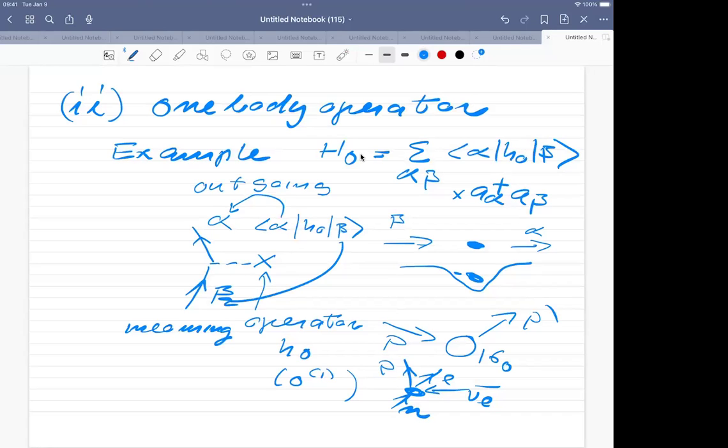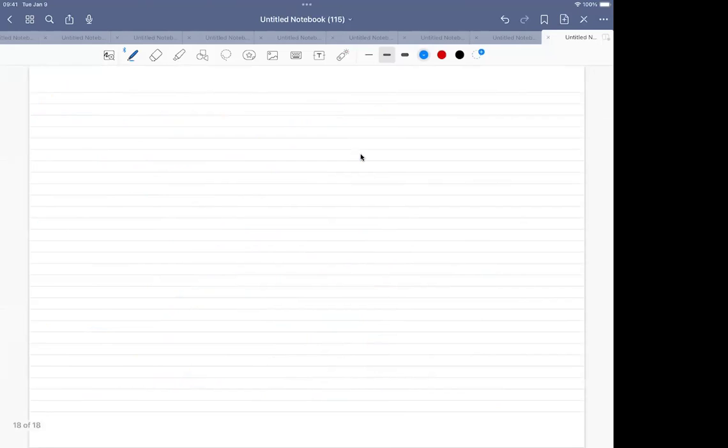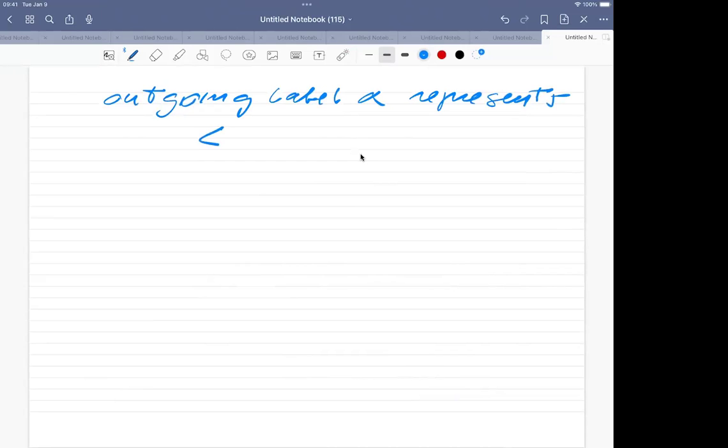To be a little bit clearer, some people leave out the arrows when they draw the operators. They would just write it like this, and then put a label beta and alpha to indicate that you have not made a contraction with an initial state and a final state. Okay? So sometimes it can be a little bit confusing. But what we are saying now is that the outgoing state, label alpha, represents this bra state alpha, and the incoming state beta represents the state beta.